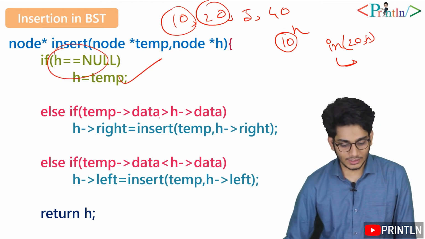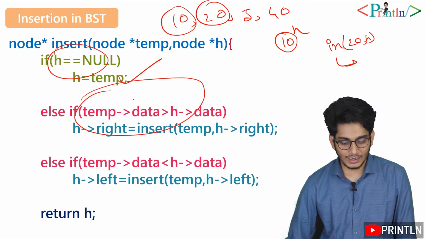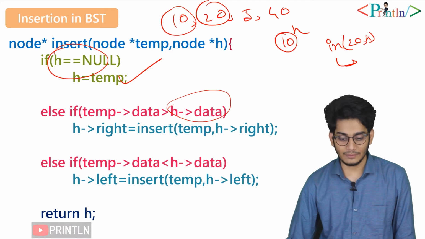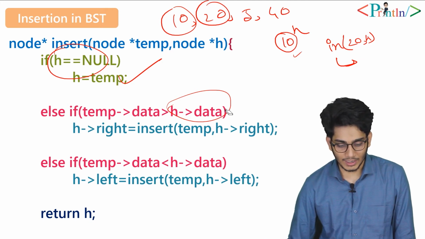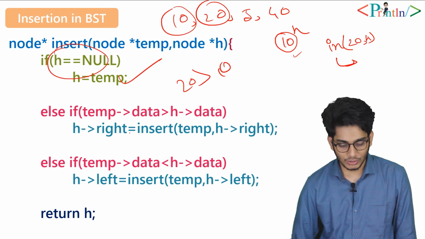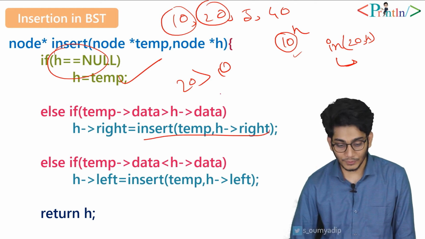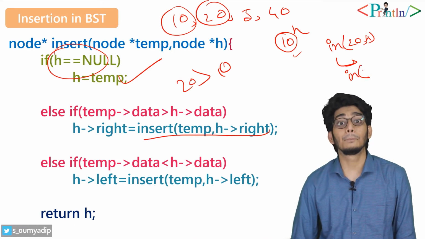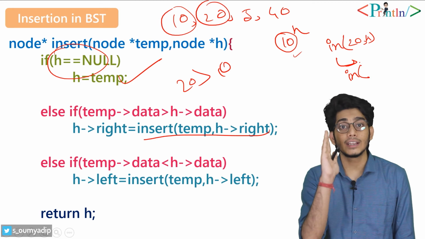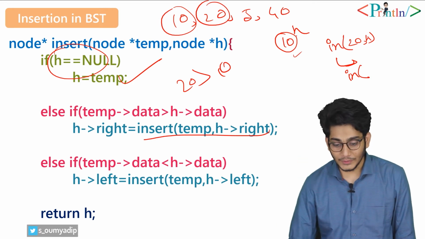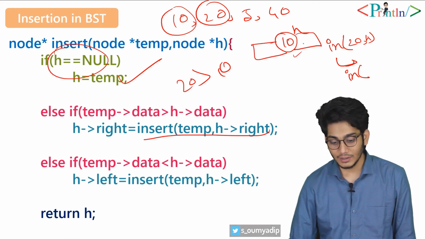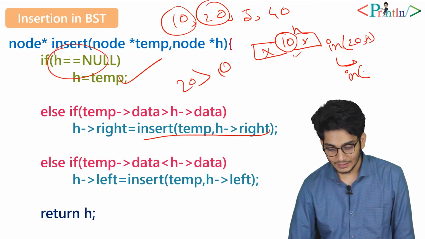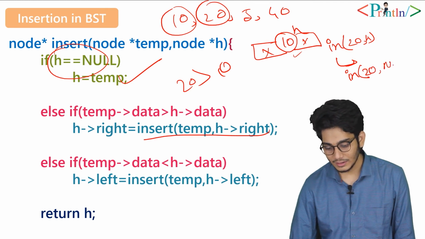Our h is not null. Then what will it do? It will come here. Now, is temp data greater than h data or not? At h we have 10, and our 20 is greater than 10. So it will call the insert function and pass the right subtree of that node. What do we have at the right of 10? Initially it's null, right? So we'll simply pass 20 and null.